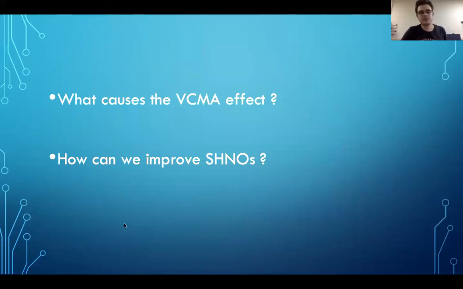Now, they also discuss these two questions. What causes the VCMA, the voltage controlled magnetic anisotropy effect? There are two effects known in the literature which cause this. One is due to the band change in the CoFeB magnetic layer, which we used. The 3D magnetic orbitals may change due to this voltage effect, and also the Rashba effect or the DMI effect may play a role in this VCMA effect.